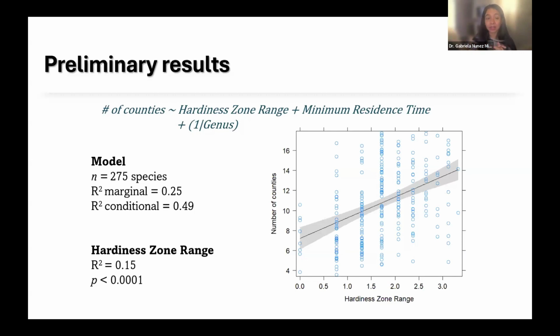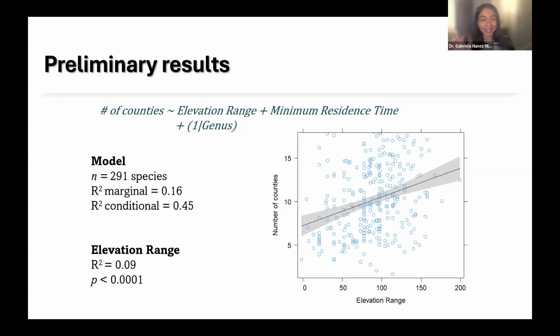And this preliminary result came from data from 275 species. We found that hardiness zone range was able to explain 15% of the variation in the number of counties among those species. That's a pretty decent number in ecology, at least. Now, we also found that elevation range played a role.